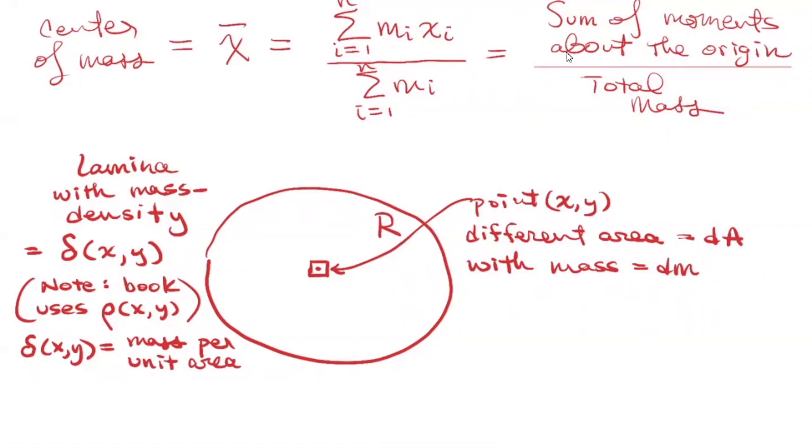Okay. And I should say at the point x, y, so it's a variable mass density. So wherever you are, the mass density can be determined by this function, which I'm calling delta. And so mass density is mass per unit area. So mass would just be the mass density times area. So mass is going to be delta of xy dA.